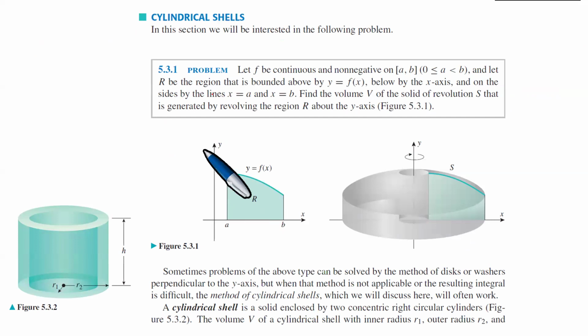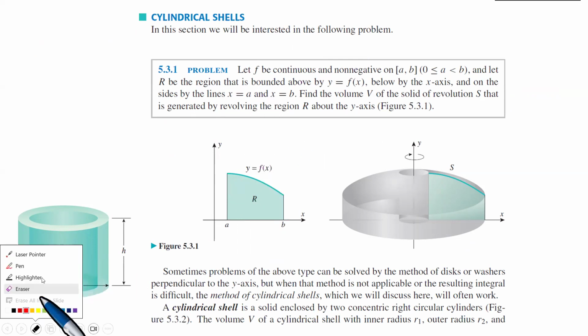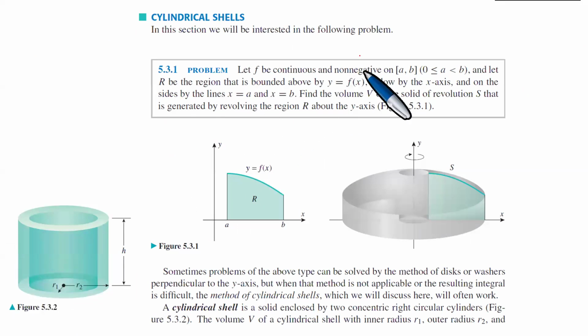Once again, in this section, we'll be interested in the following problem. What is the problem that we are trying to solve here? Let f be continuous and non-negative on the closed interval [a, b]. This is supposed to be this way; it is just a typo in the book.